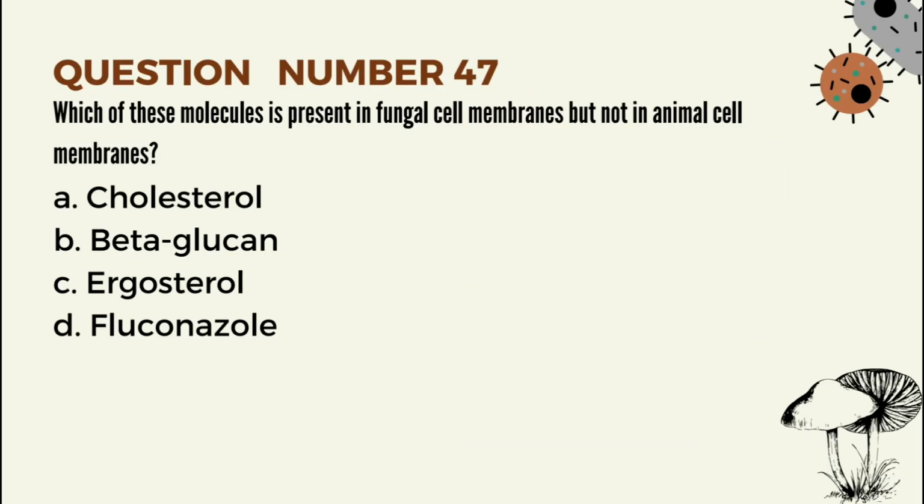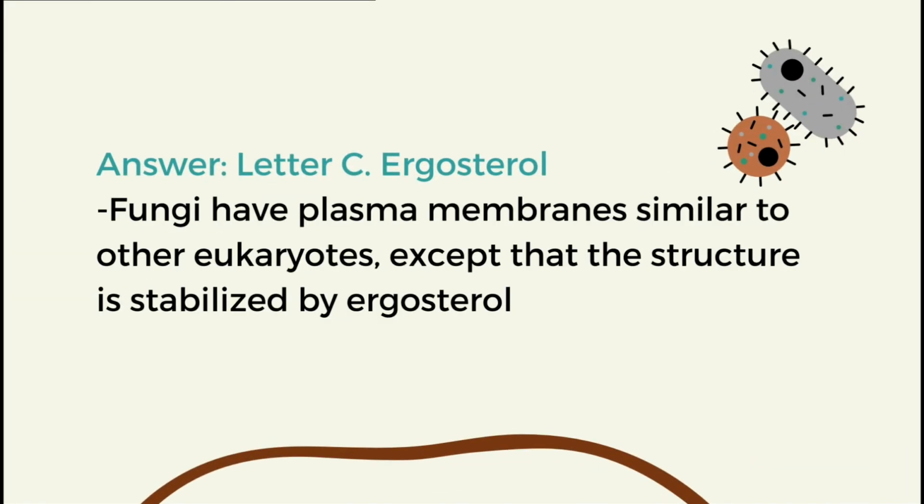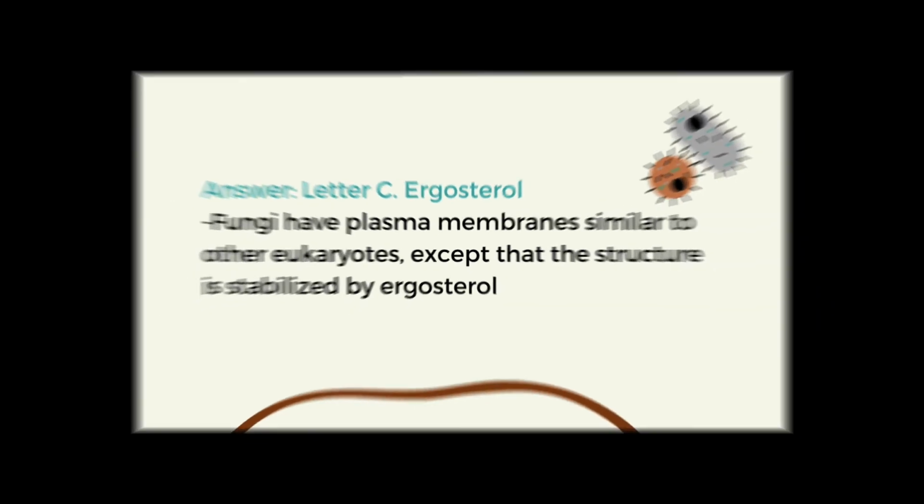For question number 47, which of these molecules is present in fungal cell membranes but not in animal cell membranes? A. Cholesterol, B. Beta-glucan, C. Ergosterol, or D. Fluconazole? Answer is letter C, ergosterol. Fungi have a plasma membrane similar to other eukaryotes, except that the structure is stabilized by ergosterol.